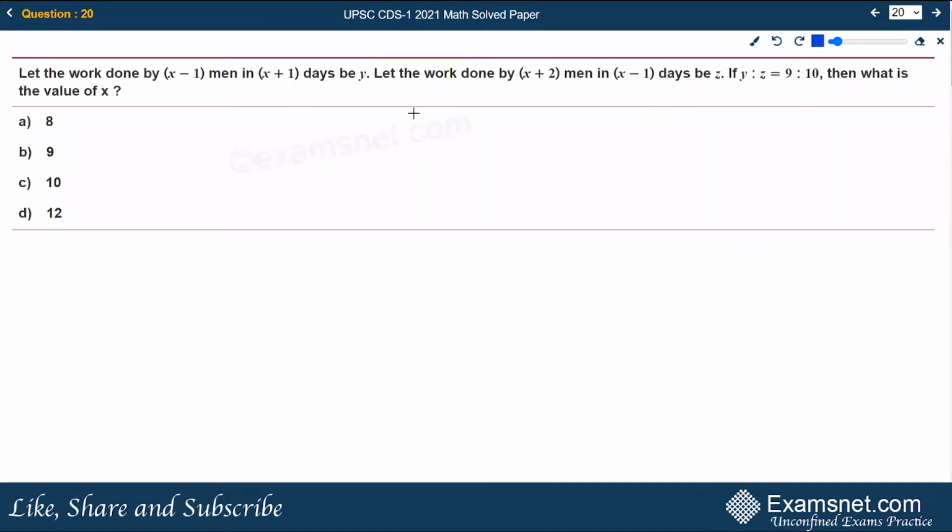In question number 20, we are given: let the work done by x minus 1 men in x plus 1 days be y, and the work done by x plus 2 men in x minus 1 days be z. If y is to z equals 9 is to 10, then what is the value of x? Let a man work one unit of work in a day.